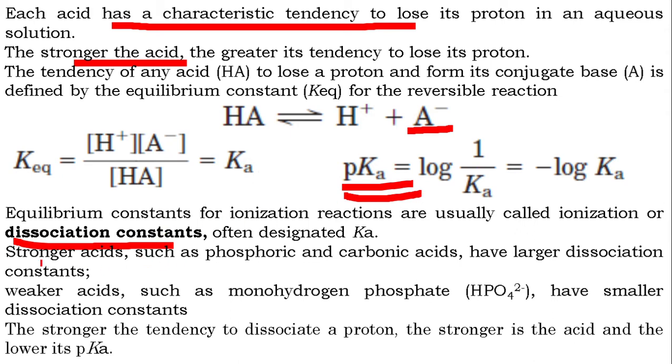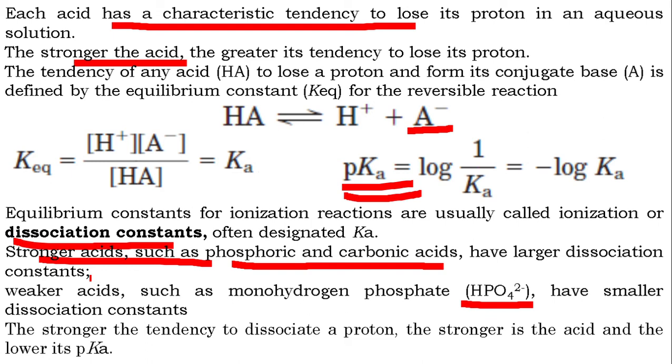You see, strong acids have a large dissociation constant, while weak acids have smaller dissociation constants. I told you earlier that organic acids are weak acids. Then why do you write here phosphoric acid, carbonic acid, etc. are stronger compared with some weak acids? These are stronger compared with some weaker acids. So compared with the monohydrogen phosphate HPO4 2 minus, these are stronger. And as the strength increases, dissociation constant Ka increases.